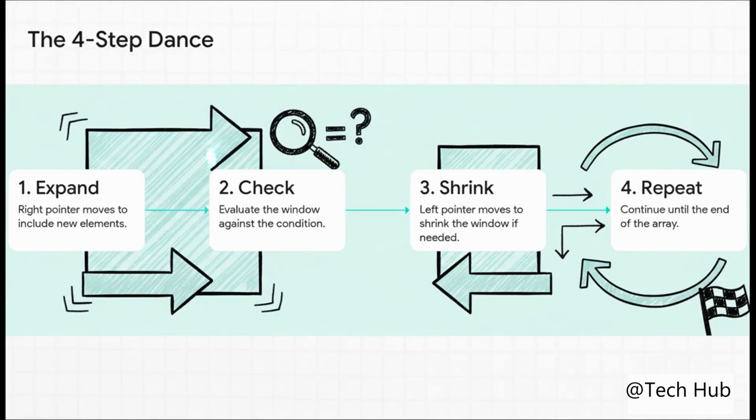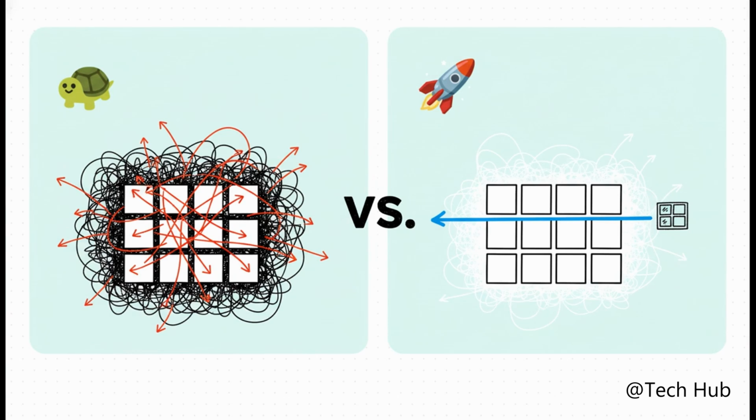Step 1, we expand. A right pointer moves forward, making our window bigger. Step 2, we check. Is our window doing what we want it to do? Does it meet the condition? Step 3, we shrink. If the condition is broken, a left pointer moves in from the other side to shrink the window. And step 4, you guessed it, repeat. It's just this constant little rhythm. Expand, check, shrink, repeat.